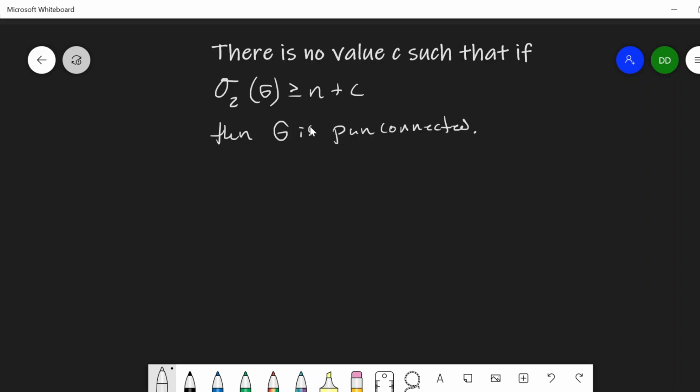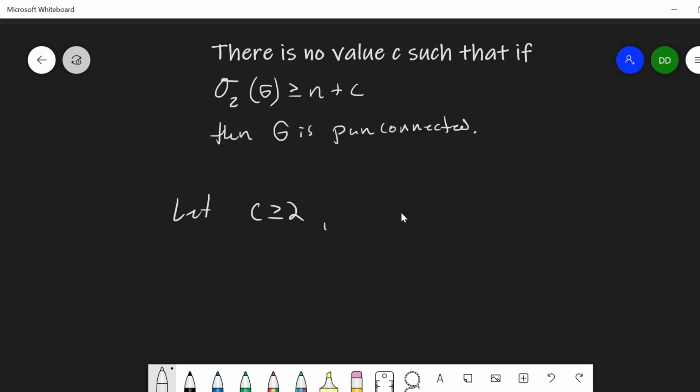So why is this the case? If we're claiming this, we should be able to prove it. We should be able to prove there's no result like this. So how do we prove something like that? Well, let c be an integer, at least 2. We already know c plus 1 doesn't work because there's a Hamiltonian connected graph that's not pan-connected. So we can assume c is at least 2.